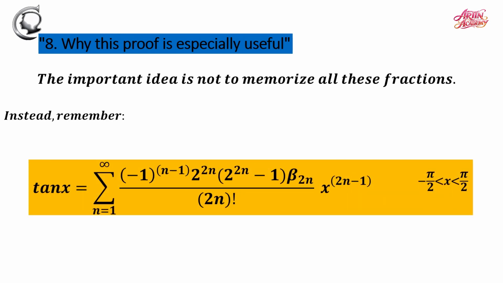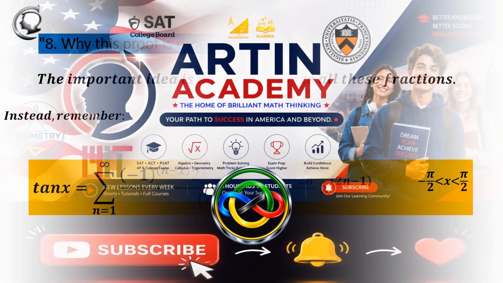Radius of convergence. Finally, we should state where this Maclaurin series converges. The tangent function has its nearest singularity at x equals positive pi over 2 and x equals negative pi over 2. Therefore, the radius of convergence is R equals pi over 2, and the series converges for x greater than negative pi over 2 and less than positive pi over 2.